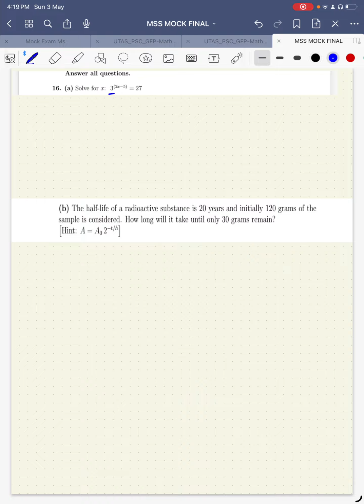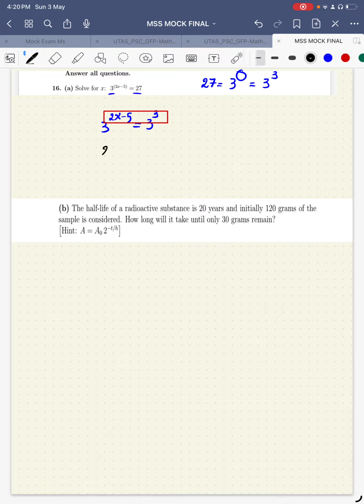For example, here is the 3 as my base and here 27 as my base. Can I change 27 to 3 to something? Yes, if you remember, 27 is 3 to the power 3. So I can change it. I'm gonna write the equation 3 to the power 2x minus 5 equal, instead of writing 27, I'm gonna write 3 to the power 3. Now I can let the exponents equal each other. Why? Because the base is the same.